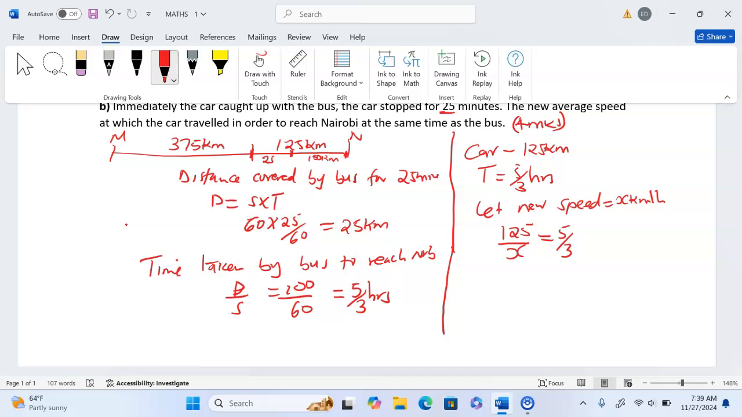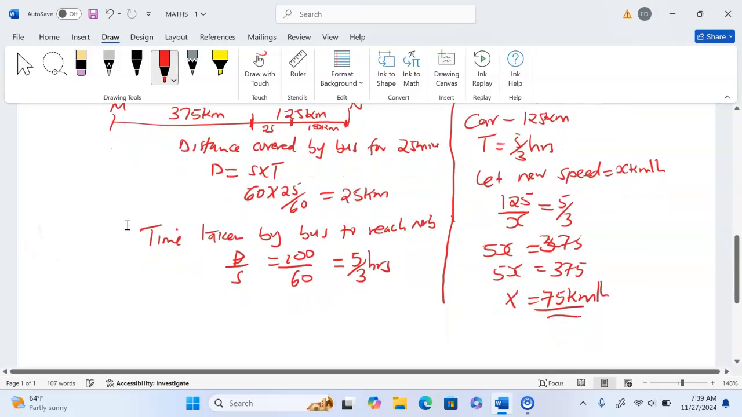Cross multiply: 5 times x will give us 5x, being equal to 125 times 3, which will give us 375. So if 5x is equal to 375, to get the value of x, we divide both sides by 5, and this gives us 75 kilometers per hour as the new average speed of the car.